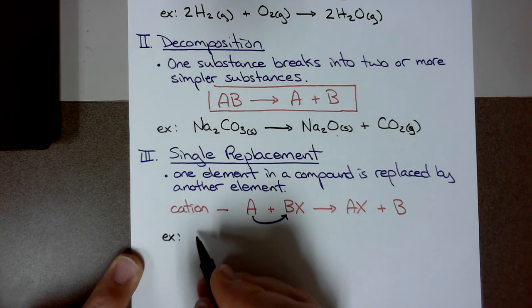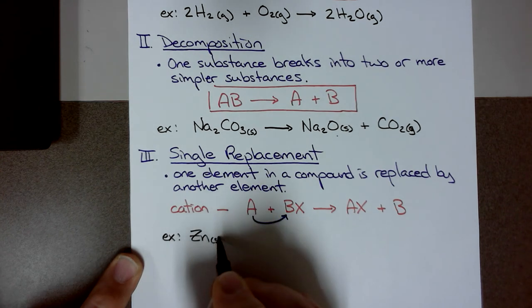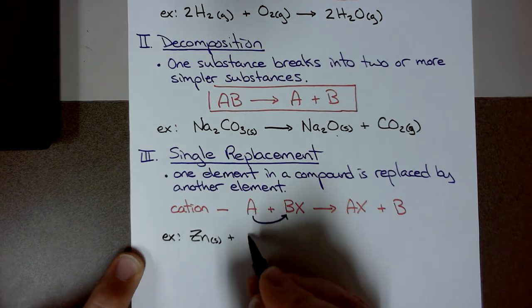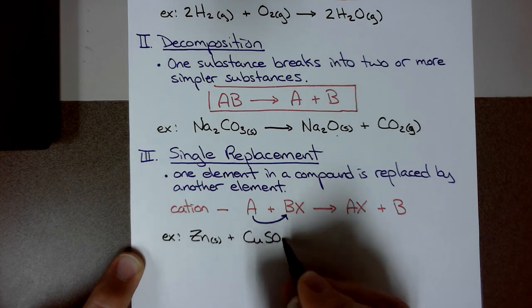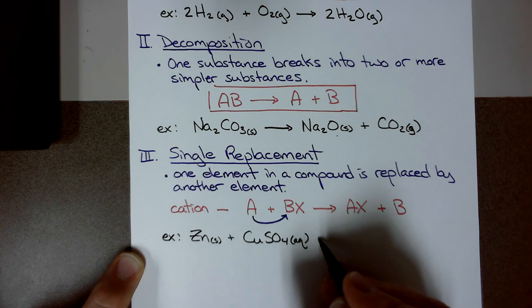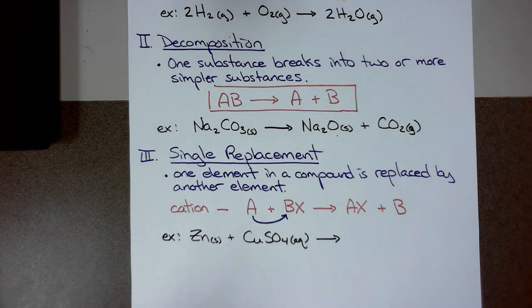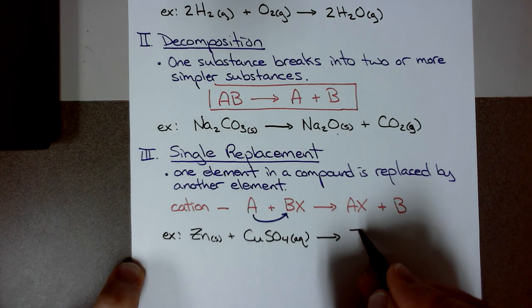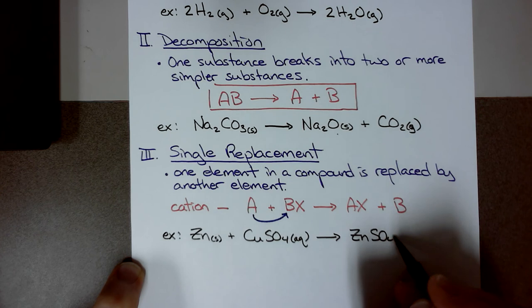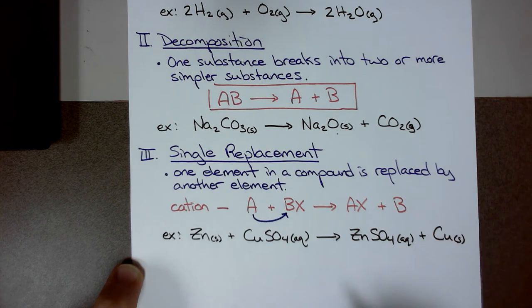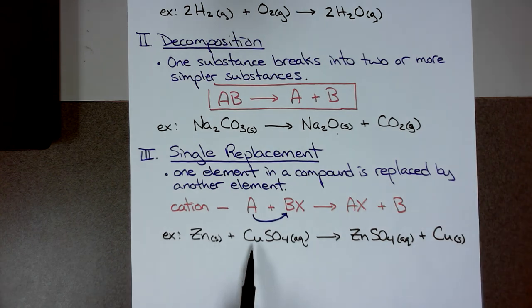So an example of that would be if we took solid zinc, plus, so that's my metal, my element, and we have copper(II) sulfate, aqueous. This is my compound. There's the cation, and X would be the anion, sulfate. And so now the zinc replaces the copper. So now you get zinc sulfate, aqueous, plus copper solid. So the zinc replaced the copper.